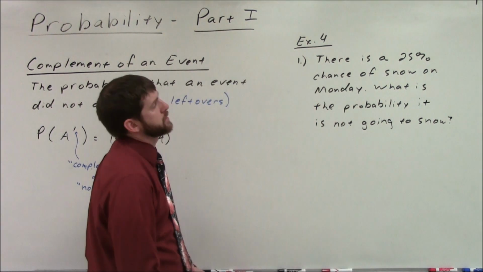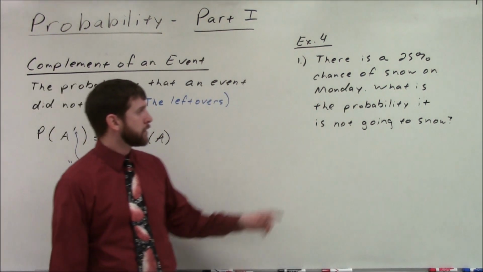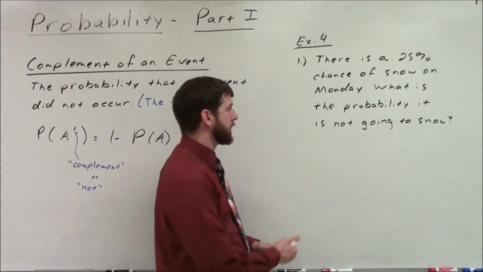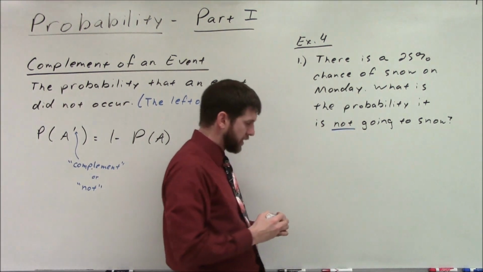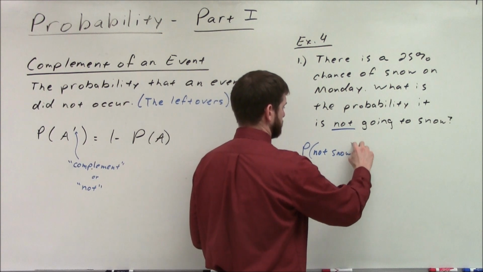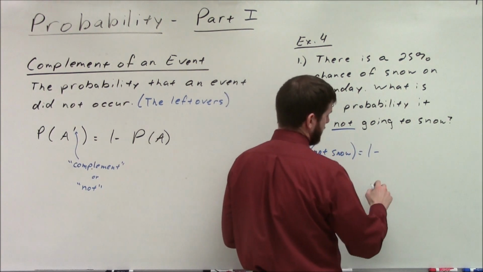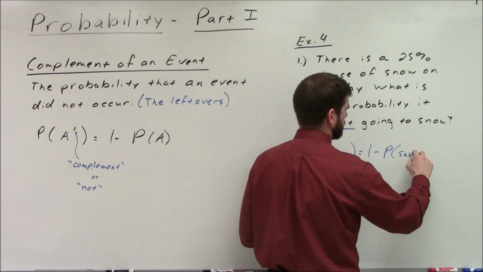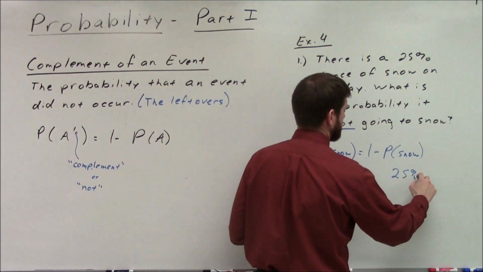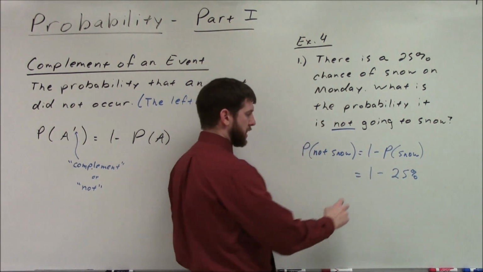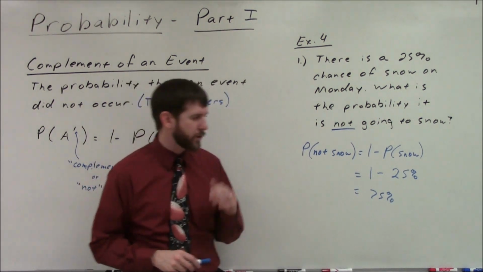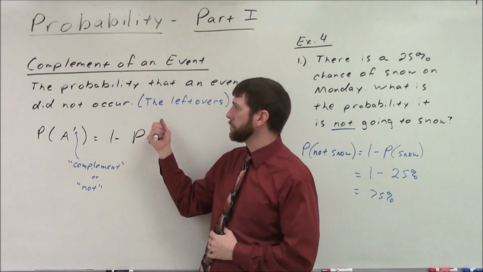So with that in mind, let's look at example 4 right here. There's a 25% chance of snow on Monday. What's the probability that it is not going to snow? So pay attention to that. So the probability of not snow is equal to 1 minus the probability that it will snow. So if it's 25% chance that it's going to snow, the probability that it's not going to snow is going to obviously be 75%.